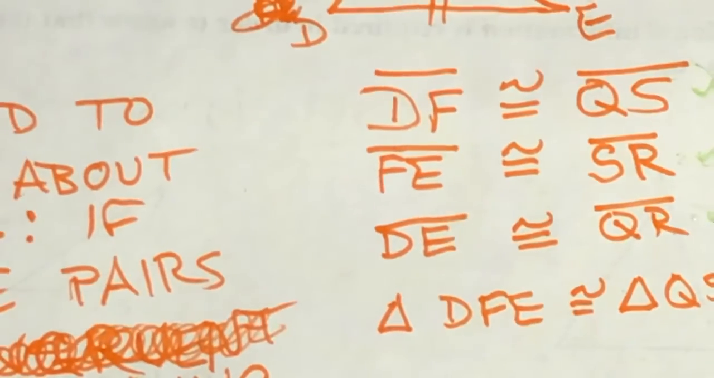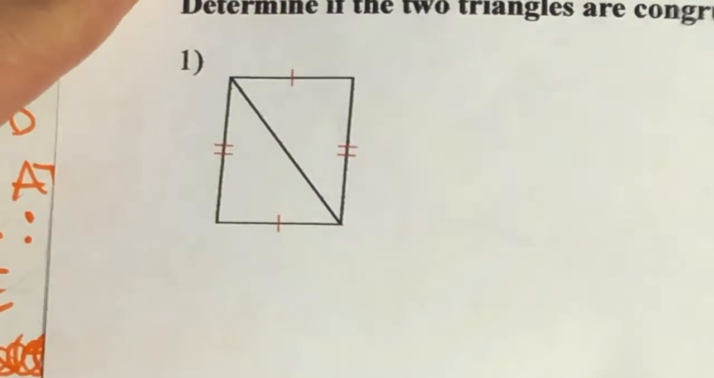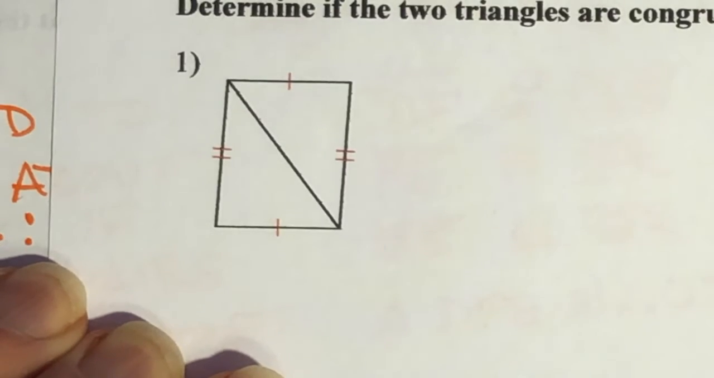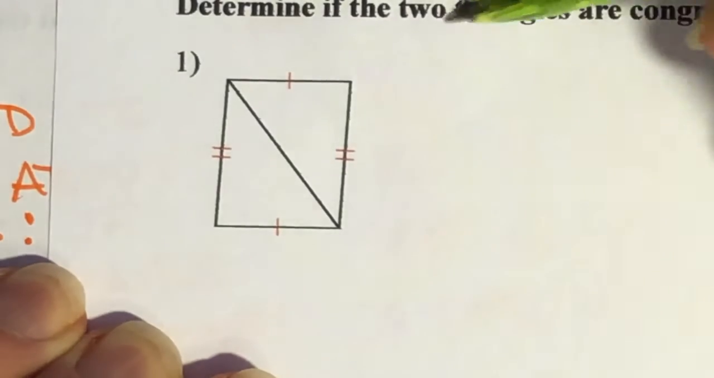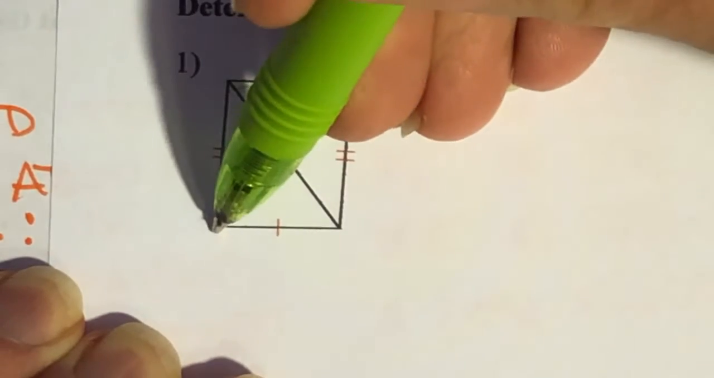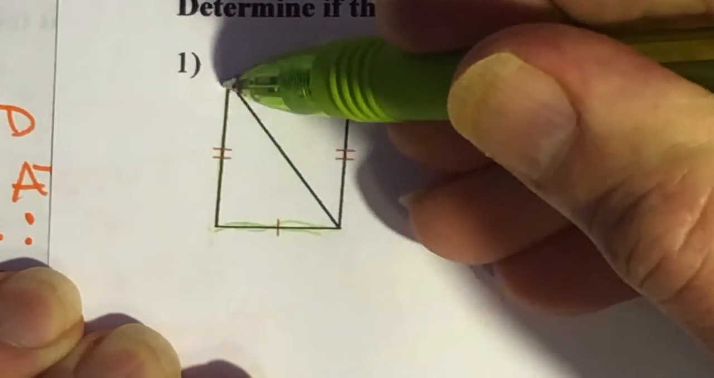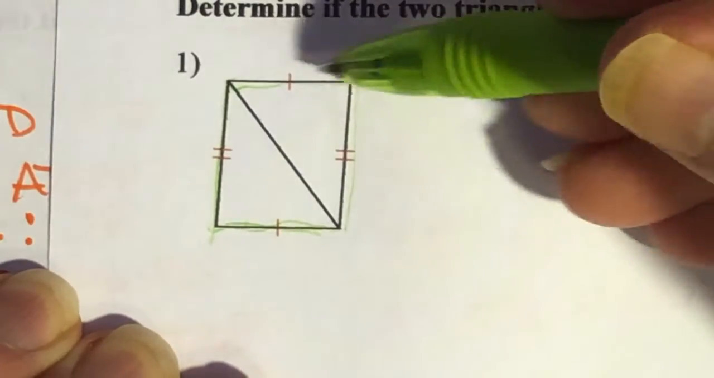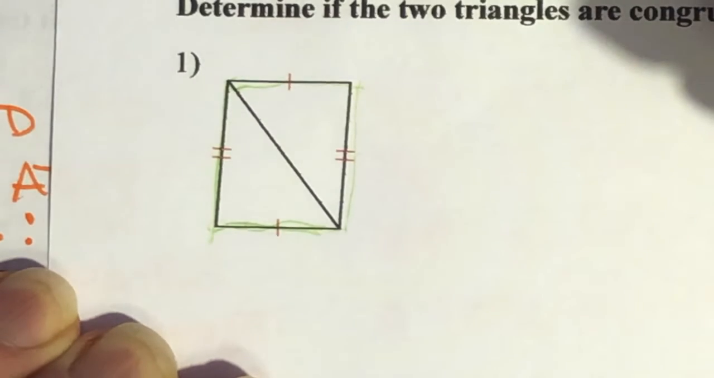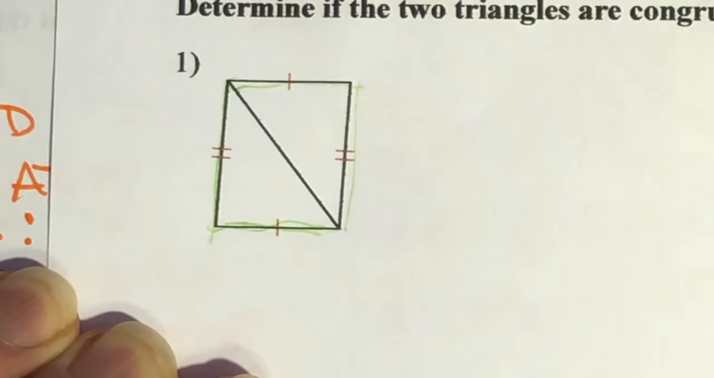Let's see, bring this over here. Okay, and here's the situation. It says that this segment right here is congruent to this segment. This segment here is congruent to this segment. That's how they're marked. One hash mark here, two hash marks here. So you have two pairs of sides that are marked as congruent. And that's all you have.